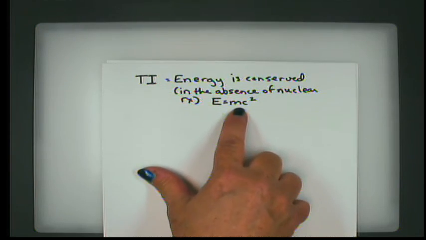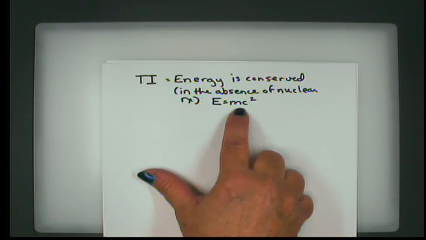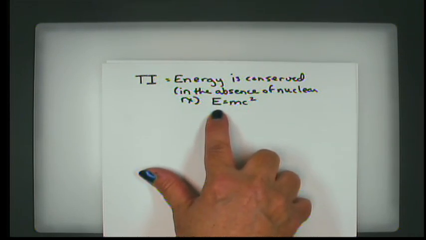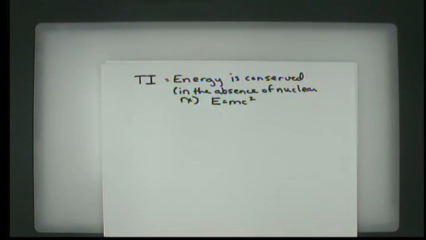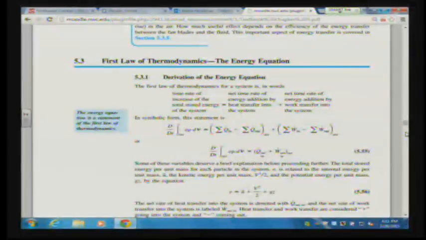So essentially what that's saying is that a wee tiny amount of mass, because c is a huge number when we take it to the second power, results in a large amount of energy. There's other things that it means as well, but that's one of the things that we're talking about. But basically, the first law of thermodynamics for a system is, as it says here, the time rate of increase of the total stored energy is equal to the net time rate of energy addition by heat transfer and the net time rate of energy addition by work transfer.